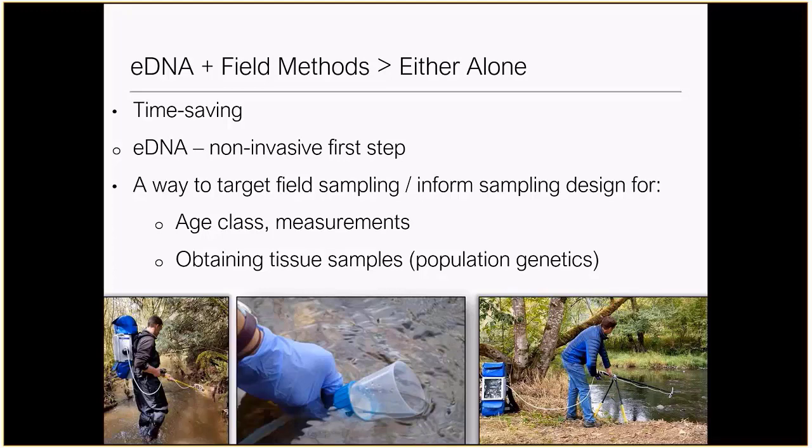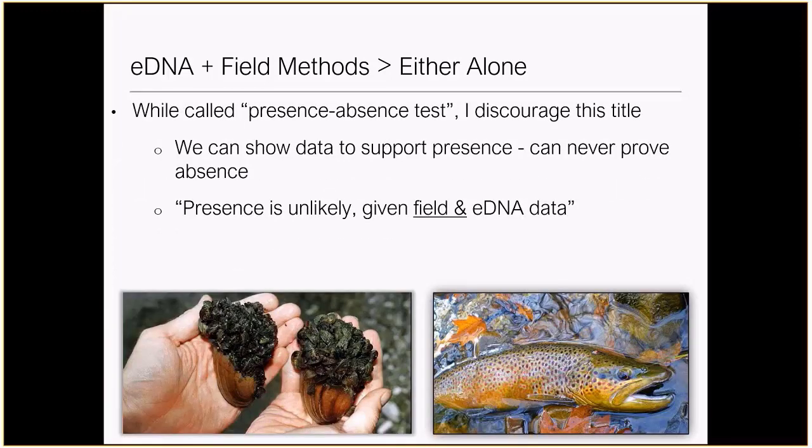And I mentioned the target species approach to be often called a presence-absence test. I somewhat discourage this title just because, as with any field technique, we can never prove absence. eDNA is the same. So we would say something like, since it's unlikely, given hopefully field data that we present alongside the eDNA data.